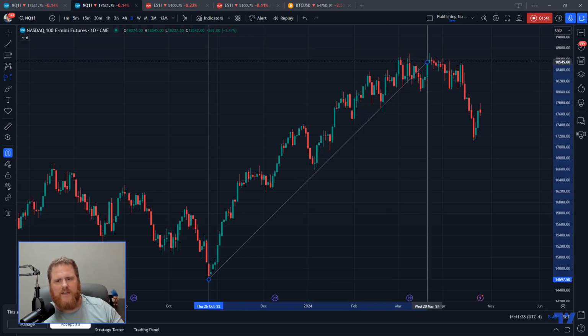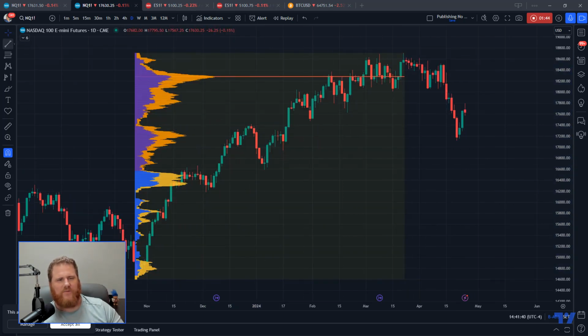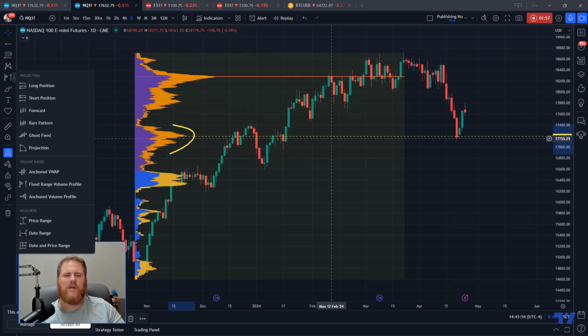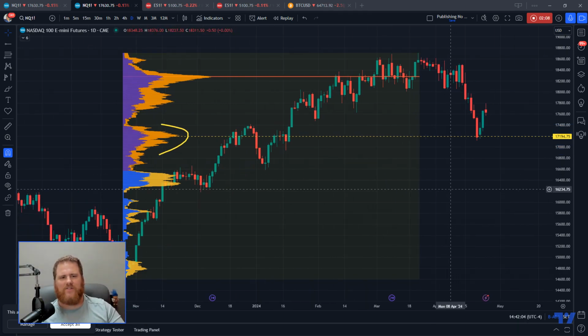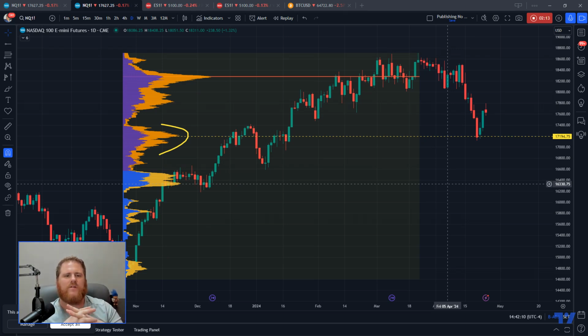But what's interesting is that pullback that we had, that little fear, uncertainty, and doubt, brought us back to a major volume profile level. And by the way, what I'm using on TradingView here is the fixed range volume profile. That way, I can select basically the trend itself, which got us from November of 2023 up to here, and that creates support and resistance levels on every single time frame. And of course, from the high level, we're going to look at it from that point of view. And we, of course, see that Friday, that's exactly where it got to.